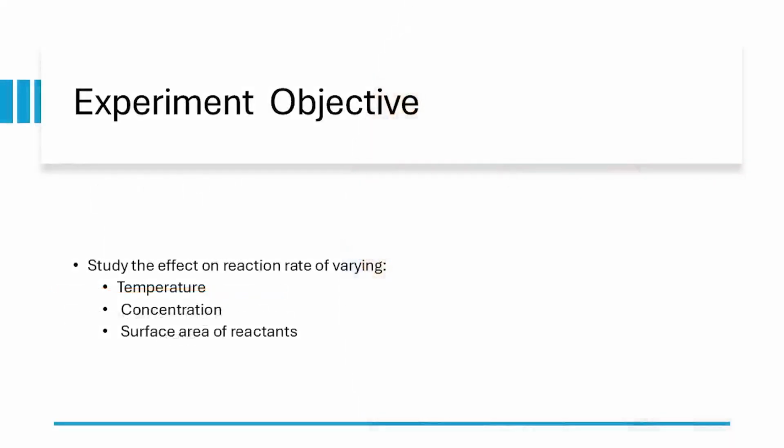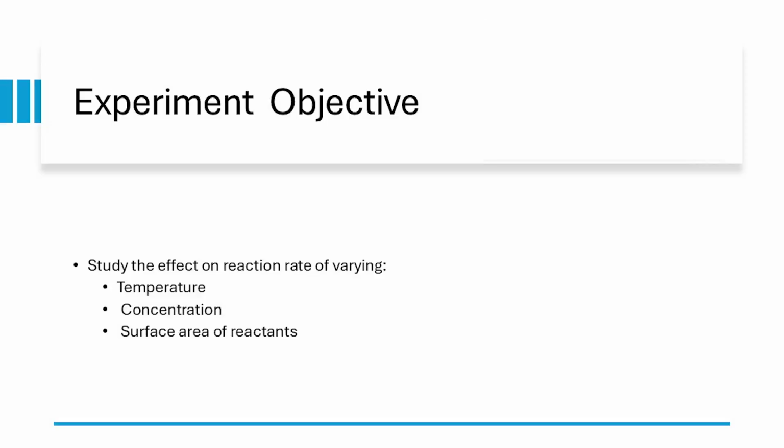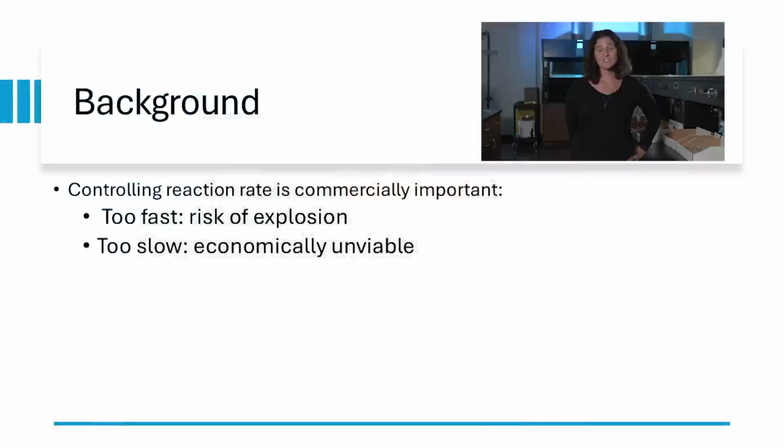The objective of this experiment is to study the effect on reaction rate of varying several different qualities. First will be temperature, concentration, and the surface area of our reactants. Controlling reaction rate is really significant because if a reaction goes too fast, it could get explosive, or if a reaction is too slow, it may become economically unviable to run it.